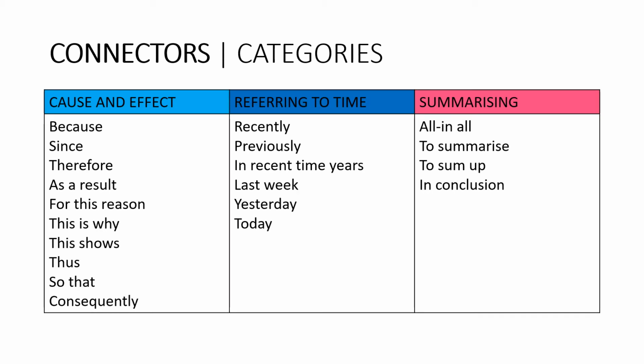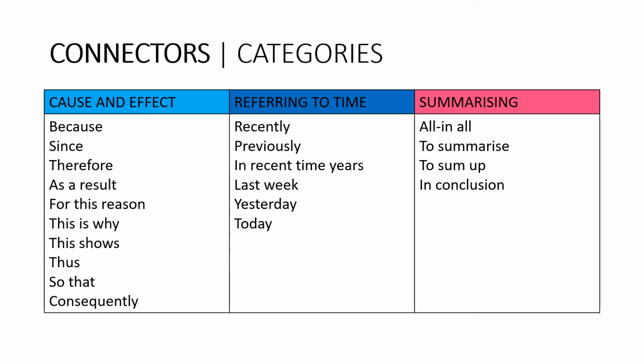Cause and effect is also part of the categories, and that is where connectors are useful to explain what the effect of something was or why something has happened. And whenever you want to point out the idea behind something or how it links to a previous event, then you can use connectors such as because, therefore, this shows, thus, consequently, you name it.